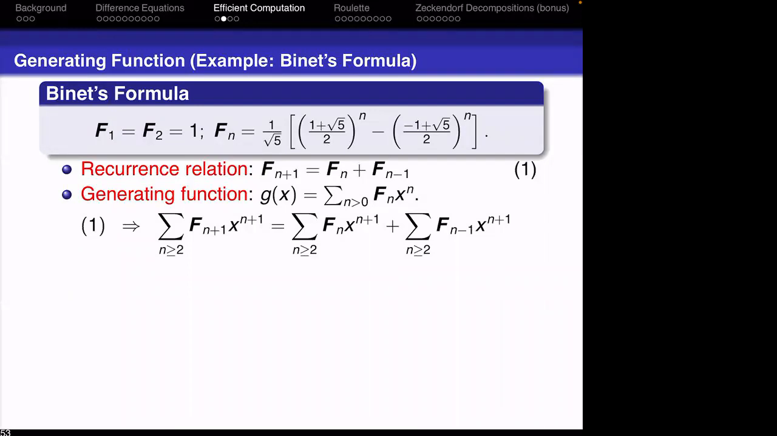Everything can be justified. The sum can split into two different sums. In the first one, I have Fn x to the n plus 1. Well, the index of F is not quite the same as the exponent. So why don't I just pull an x outside of that sum so that they'll be the same? For the next one, I have Fn minus 1 and x to the n plus 1. The exponent is not the same as the index. How many powers of x should I pull out of the second sum?